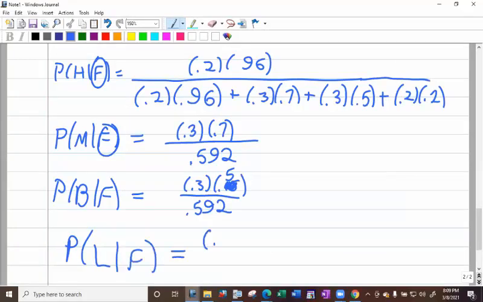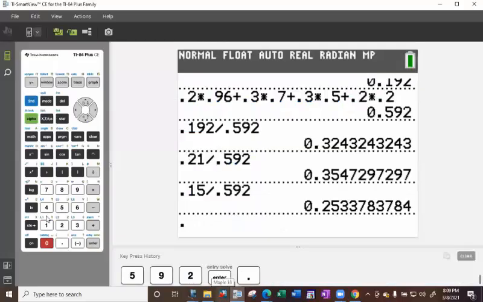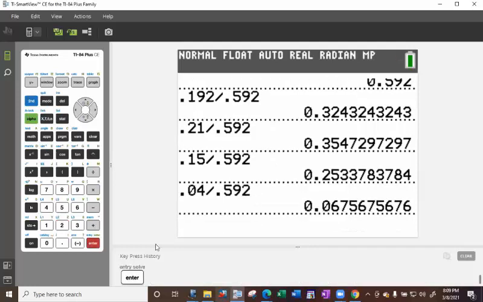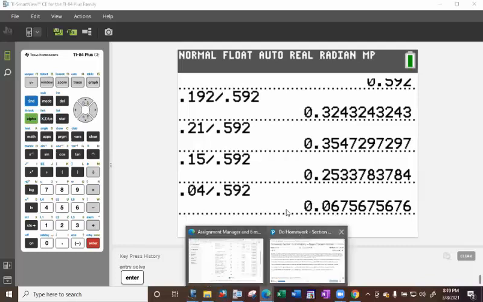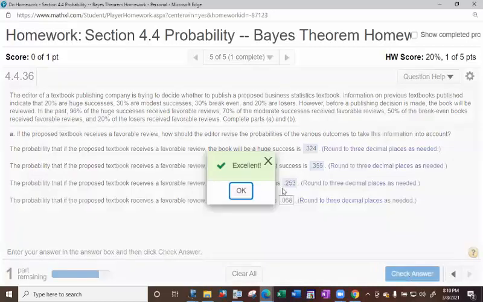It'll be 0.2 over 592. And 0.2 times 0.2 is 0.04, not 0.4, 0.04. Once again, you don't do that yourself. 0.068. Hooray for us.